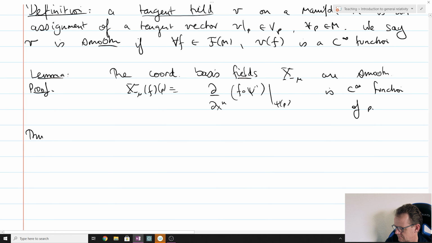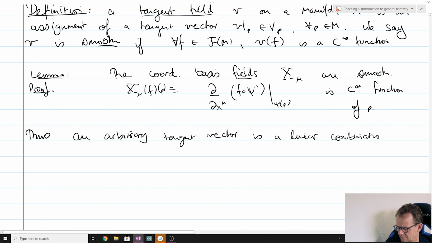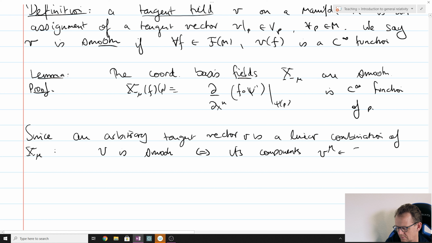Since an arbitrary tangent vector is a linear combination of the X mu's, we proved that in the theorem. An arbitrary tangent vector v is a linear combination of these X mu's, then v is smooth if and only if its components v mu are smooth. It gives us a nice criterion to determine if we have a smooth vector field.